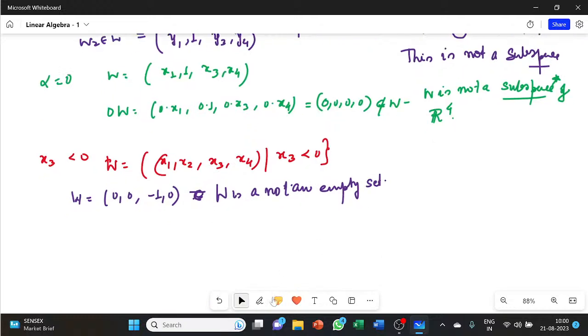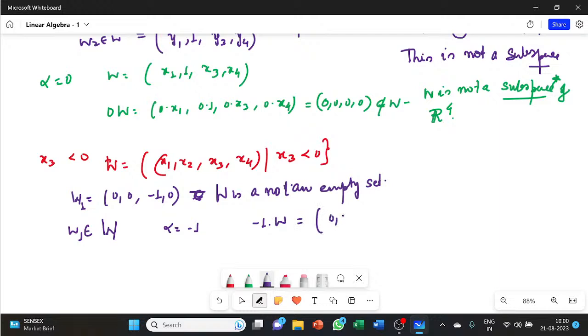And now I know that this W belongs to W1. Let's say W1 belongs to W, and let's say alpha, let us take it as minus 1. So minus 1 scalar multiplication with W will give you 0, 0, 1 and 0. Clearly it does not belong to W.